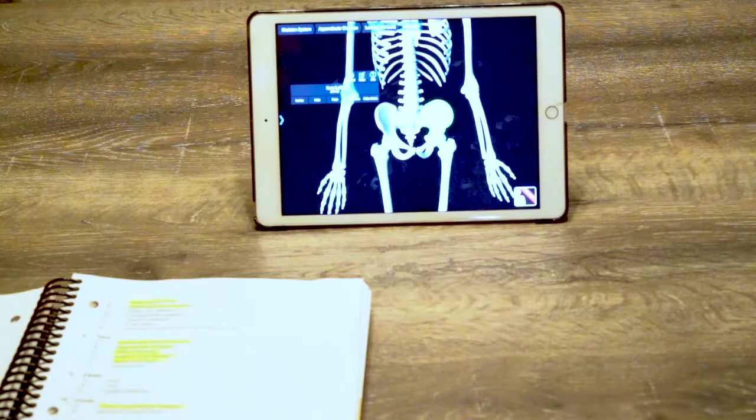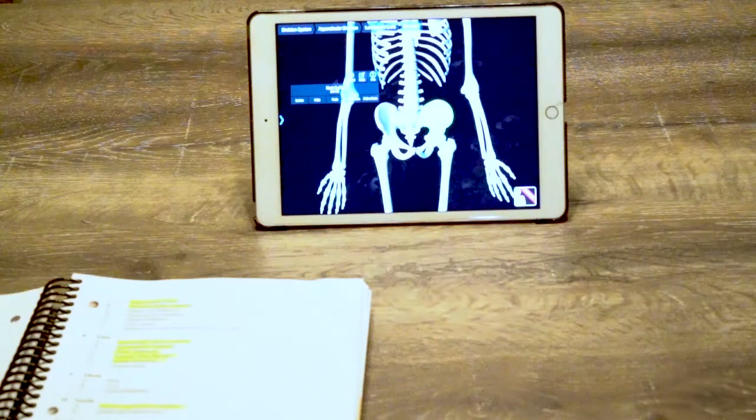All right, so we're going to jump right into this by looking over the os coxa. So this is number 6 in your list. And your os coxa is your hip bones, all right? So we don't use the term hip bone in this class. That is layman's terms. We're going to be professionals, so we're going to say os coxa.